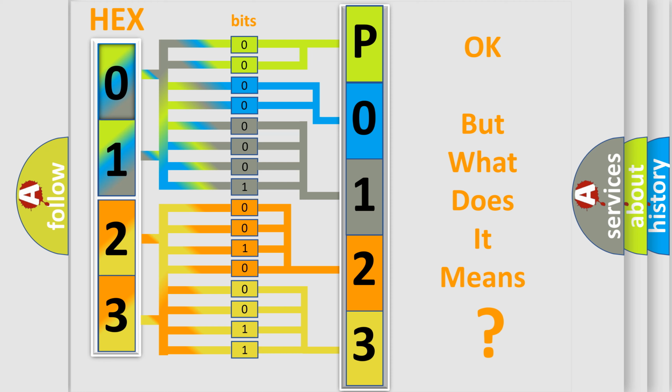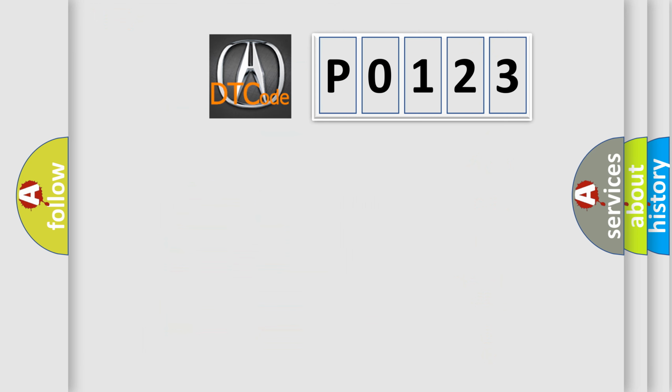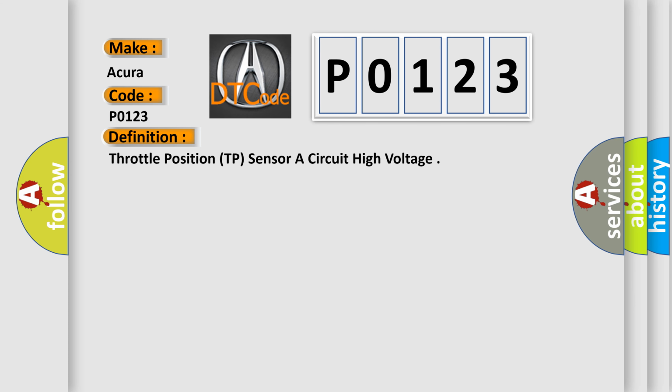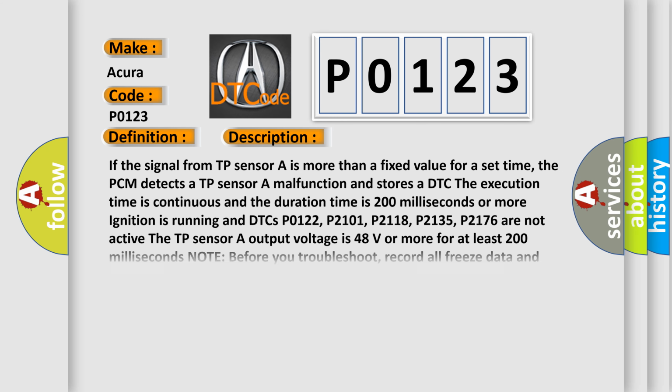The number itself does not make sense to us if we cannot assign information about what it actually expresses. So, what does the Diagnostic Trouble Code P0123 interpret specifically for Acura car manufacturers? The basic definition is throttle position (TP) sensor A circuit high voltage. And now this is a short description of this DTC code. If the signal from TP sensor A is more than a fixed value for a set time, the PCM detects a TP sensor A malfunction and stores a DTC.